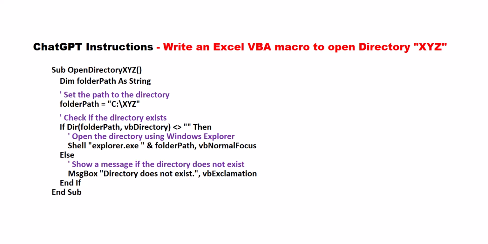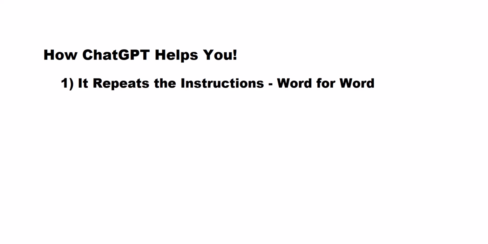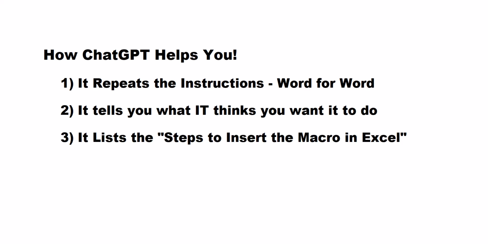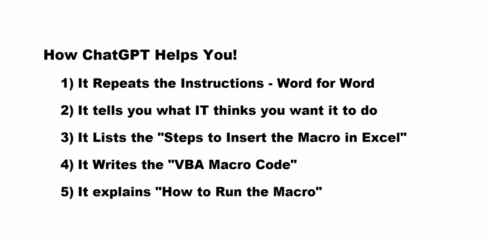I've developed a template to help you. And remember, once a macro is written, it's permanent and can be used again and again. There are other ways ChatGPT will help you. ChatGPT does the following when instructions are submitted. It repeats the instructions word for word. It tells you what it thinks you want it to do. It lists the steps to insert the macro in Excel. It writes the VBA macro code. And finally, it explains how to run the macro.